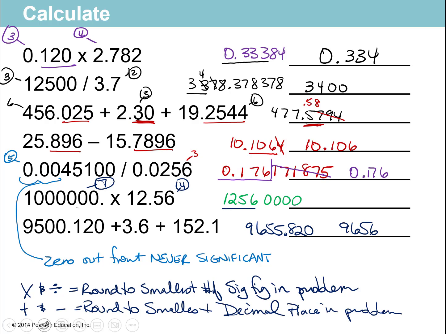So how many decimal places do I have in the first? 3. How many in the second? How many in the third? So that means that I've got to keep that 0.8. So the next number is a 2, so what happens? That's just going to drop off. So it'll be 9655.8. So see, since there's one decimal place in common with all of them, I'm going to round my answer to the same number of decimal places.